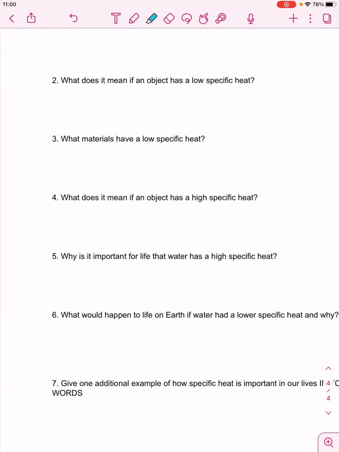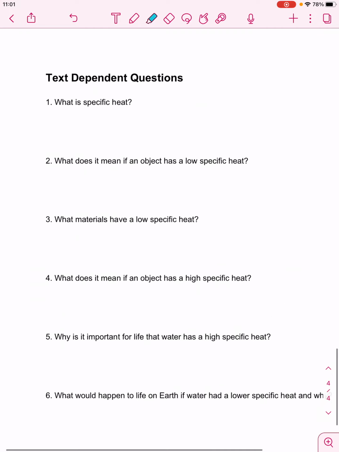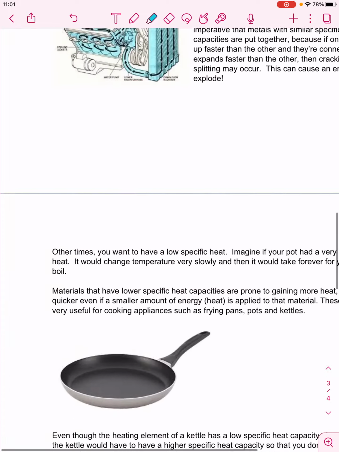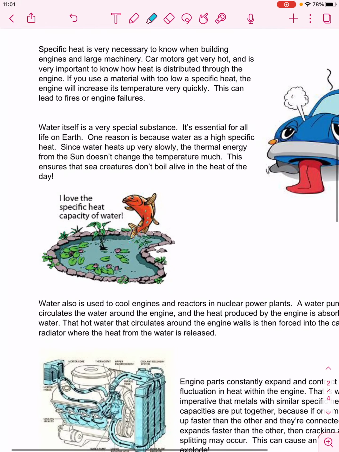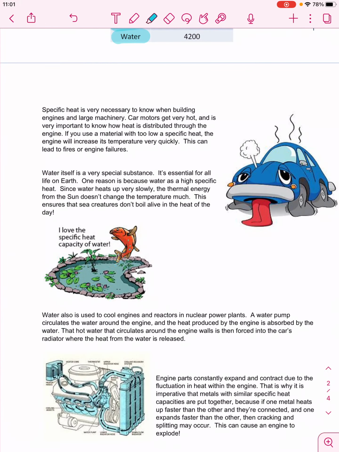Number 5, why is it important for life that water has a high specific heat? So 5 and 6 kind of can go hand in hand, because 5 asks why is it important for life that water has a high specific heat, and 6 asks what would happen to life on Earth if it had a lower specific heat. So higher specific heat is essential because water is essential for all life on Earth.